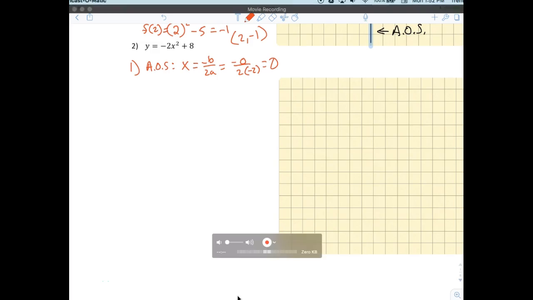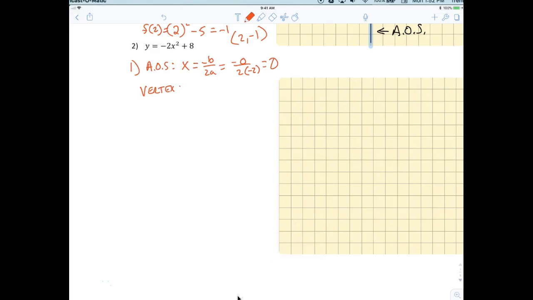So now I have my vertex. Somebody who's brilliant, tell me what the vertex is. Don't all say something at once. What is the vertex? 0, 0. What?